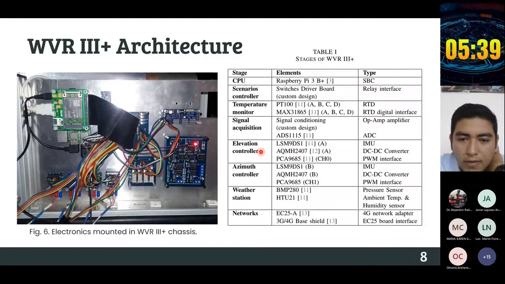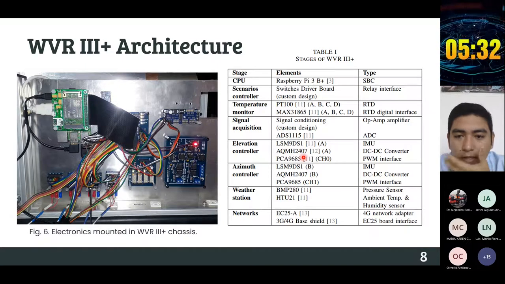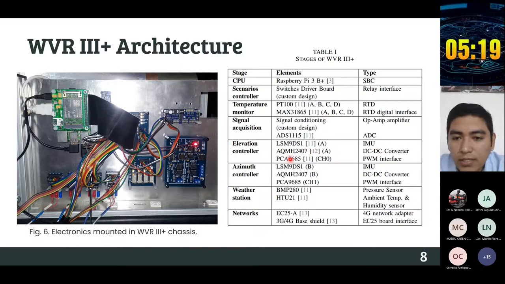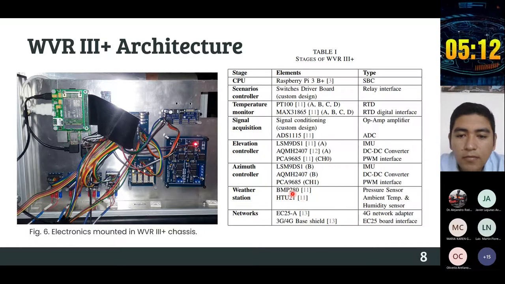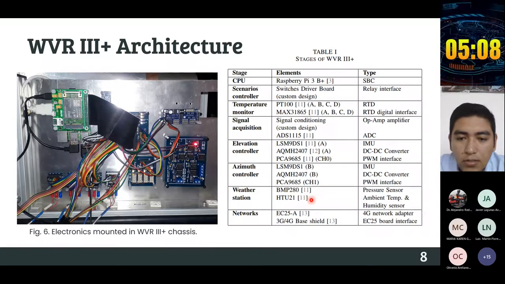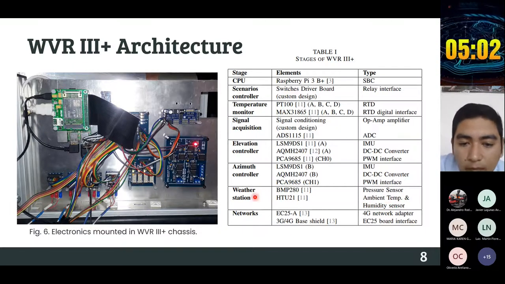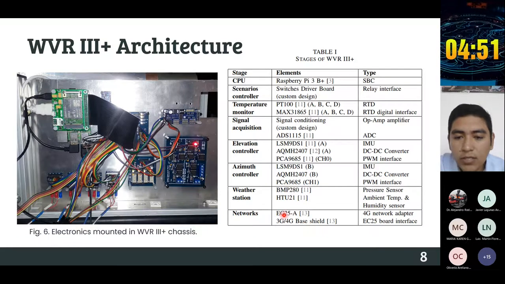Then we have the controllers. The elevation and the azimuth have basically the same components, but different items. The LSM9DS1 is the inertial measurement unit, the AQMH3407 is the H-bridge, and the PCA9685 is the PWM interface. Then we have the BMP280, that is the pressure sensor, and the HDC1080, that is the ambient temperature and humidity sensor for the weather station. And finally, we have the network, which consists of a serial interface for the Raspberry Pi that has connected a 4G network adapter.